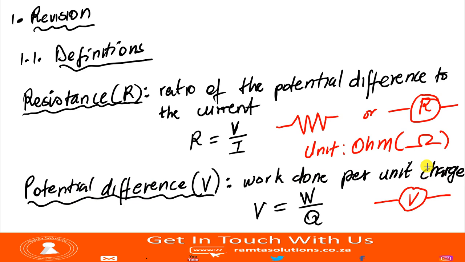The reason I'm not detailing EMF is because right now in grade 11, you are told that internal resistance is negligible. So basically, whatever potential difference is in the external part of your circuit is equal to the same potential difference that is supplied by the battery. So I'm not going to dwell much on EMF, but if you need to know what EMF is, it is work done per unit charge that a battery can supply.